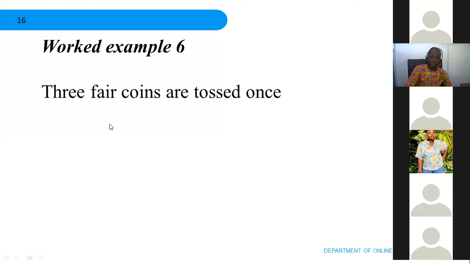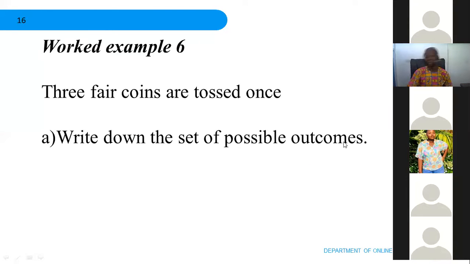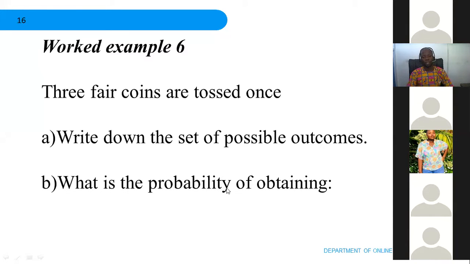Another example, 3 fair coins. So Sabita, we are coming to your question. 3 fair coins are tossed once. Write down the set of possible outcomes. You know, some of these questions, if you don't use a table, you are likely to miss one of the events. And that will lead all your solutions to a wrong answer. So we have to use a table. What is the probability of obtaining exactly 2 heads? Let's move on to the next slide. The probability of obtaining exactly 2 heads.